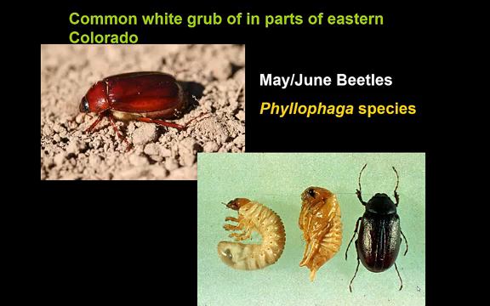In the eastern plains, a very common native group of white grubs are May-June beetles. There are several species that are found in this area. A few of them are damaging turfgrass. Others are found in more natural settings and not found in lawns. These are fairly large beetles. They're generally brown or reddish-brown in color.